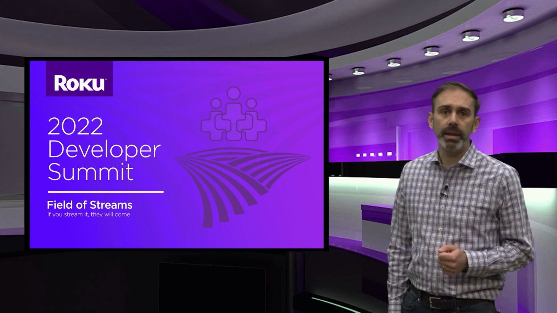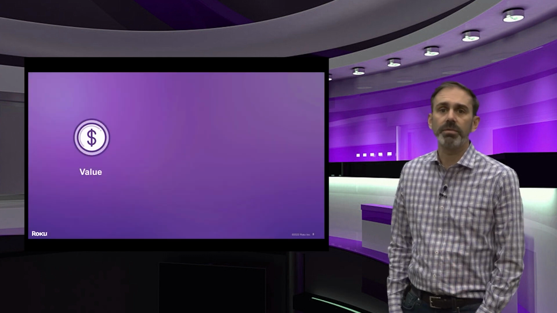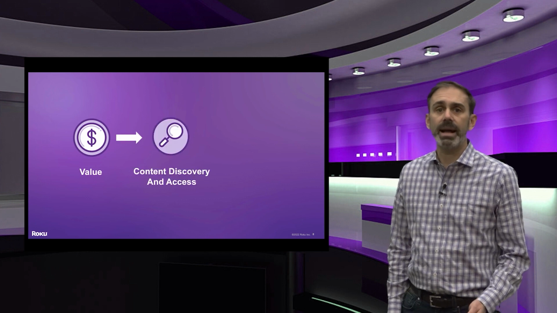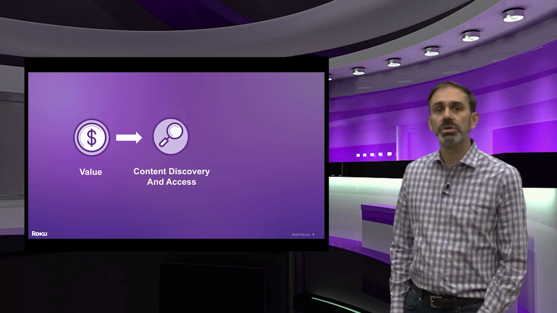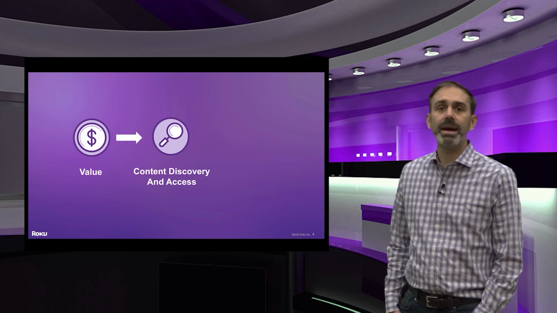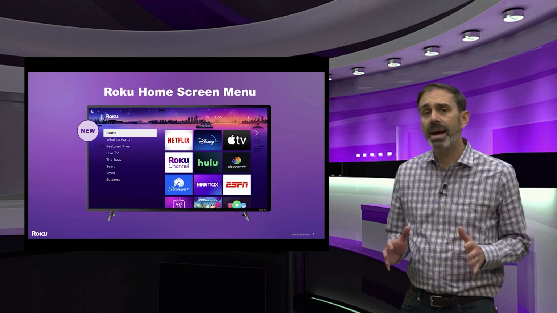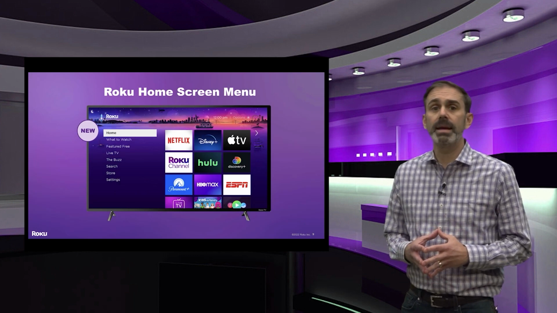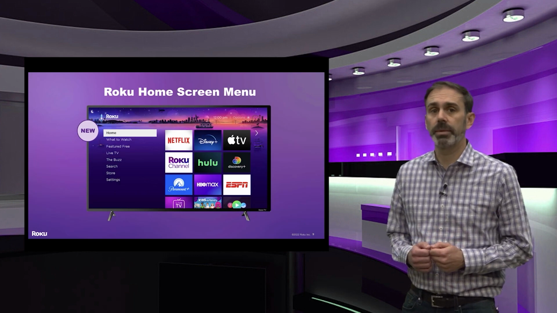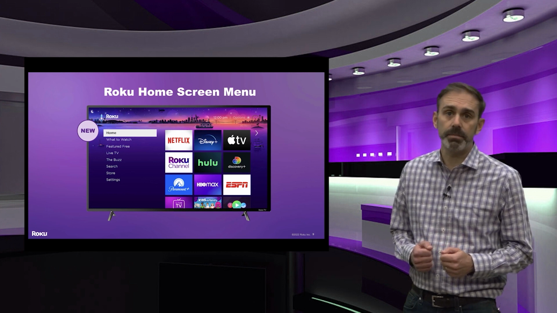We just spoke at length about the value of our products and the choices that we offer on how to discover and access your content. So now let's shift gears and talk about how we're making our Roku navigation easier than ever before. Over the past year, we've focused on making meaningful changes to our home screen to help customers get to the content they want quickly and easily.